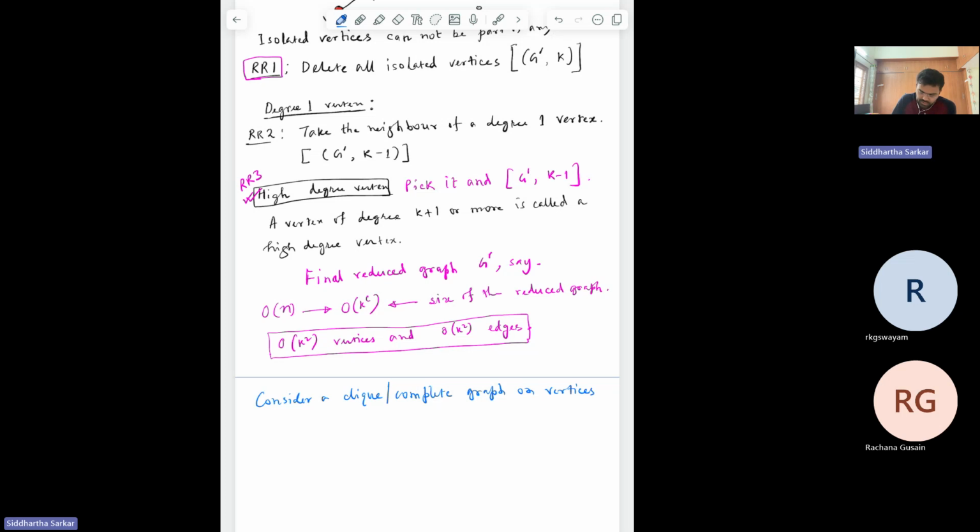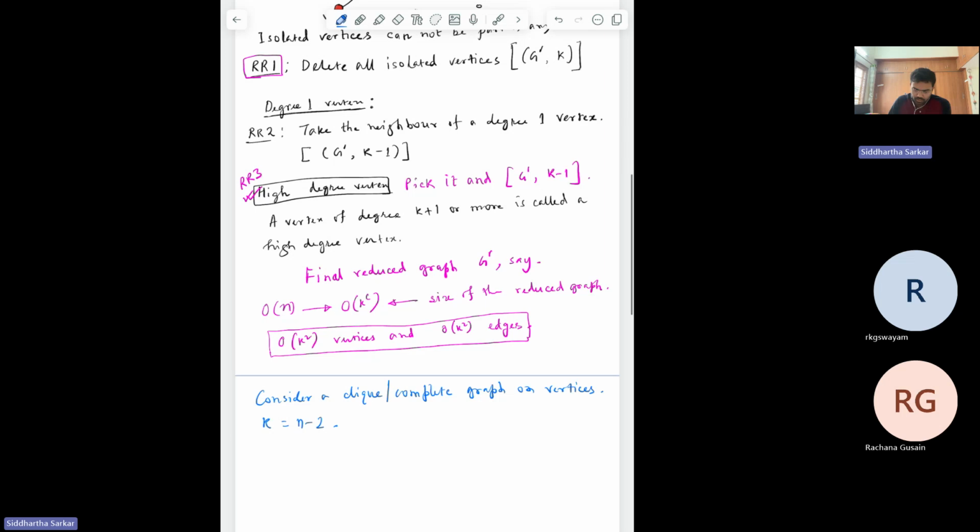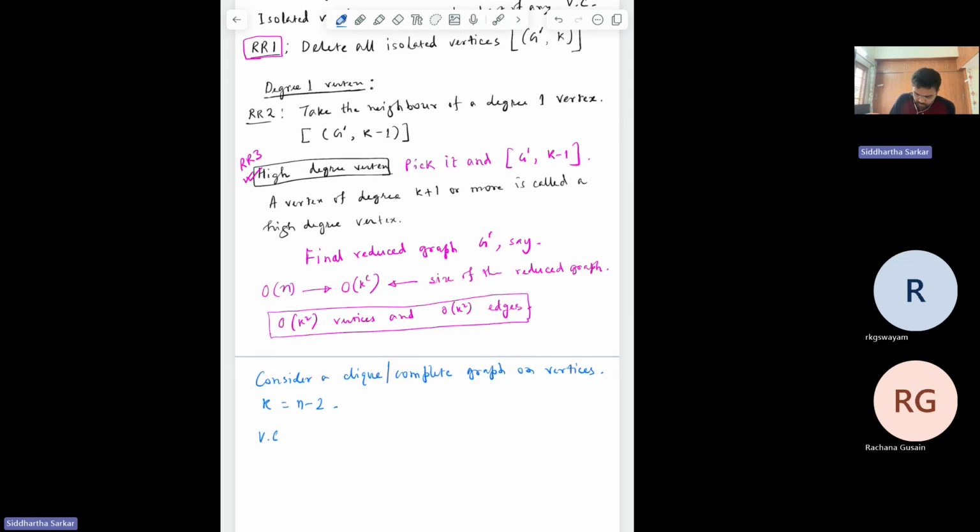Suppose you are given a budget k, which is equal to n minus 2, let us say. So what is the vertex cover size for a clique on n vertices? Every vertex is connected to every other vertex, so between every two vertices there is an edge. Let's say a concrete example. Here is a clique on 4 vertices. How many vertices should you take in your vertex cover? You have to cover all the edges. There are so many edges.